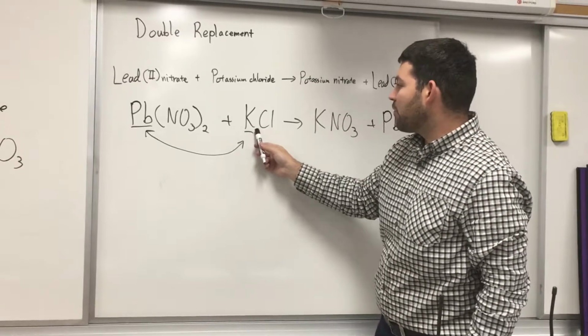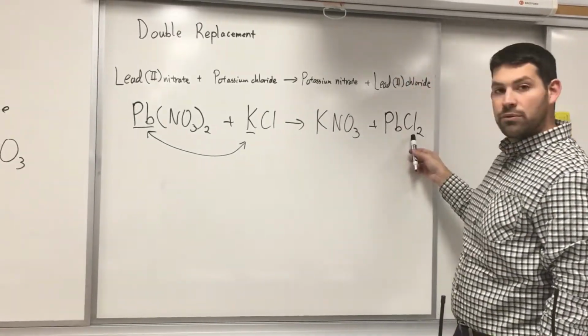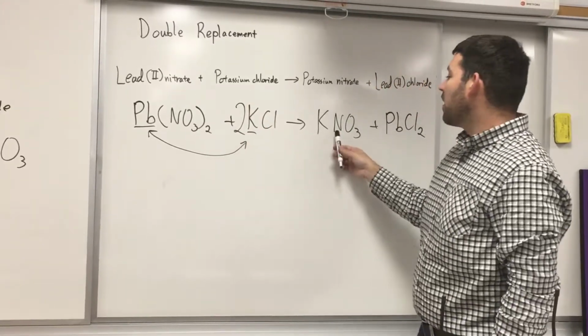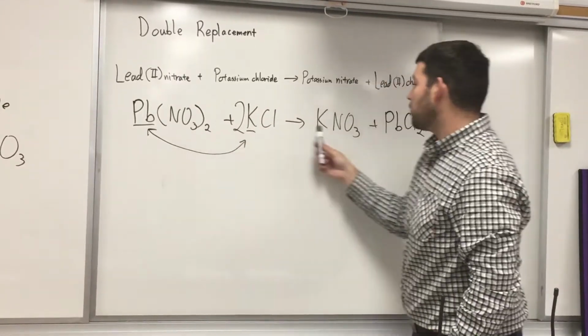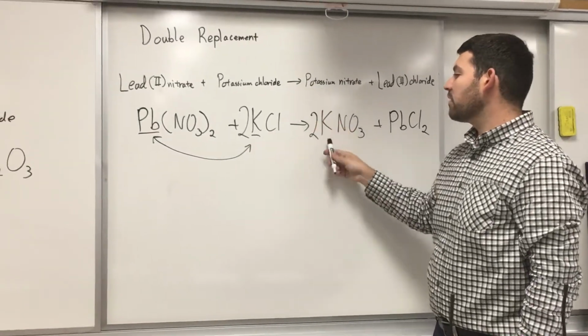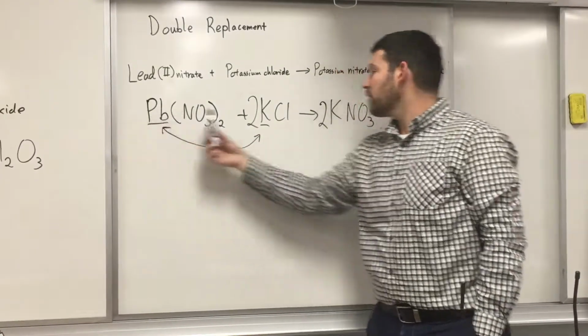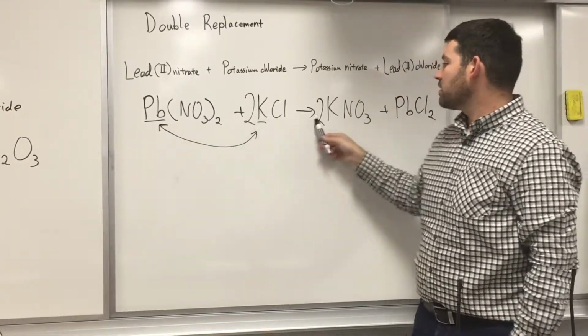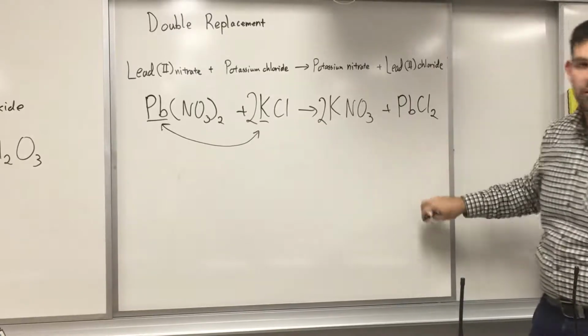We've gone from having 1 chloride to 2, so we're going to put a 2 in front of the KCl. We've gone from having 2 nitrates to only 1, and we also have 2 potassiums, so we'll just put a 2 in front of there, and this one is balanced. 1 lead, 2 nitrate, 2 nitrate, 2 potassium, 2 chlorine, 2 chlorine.